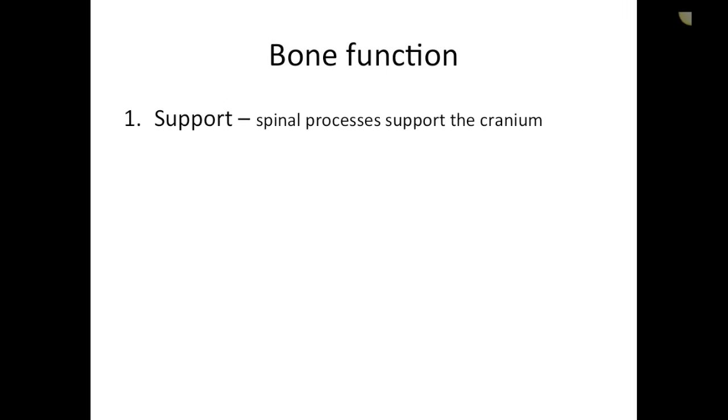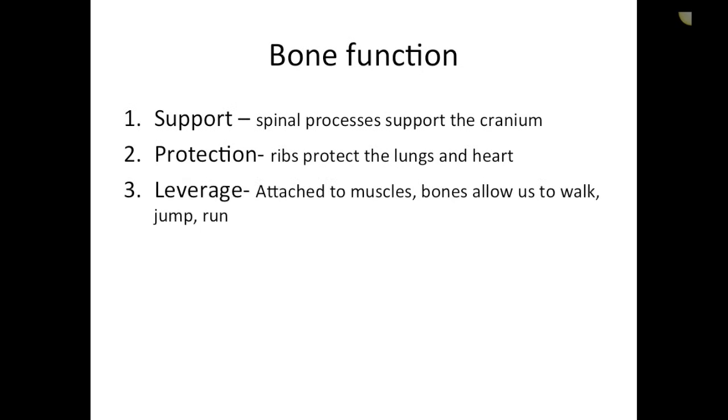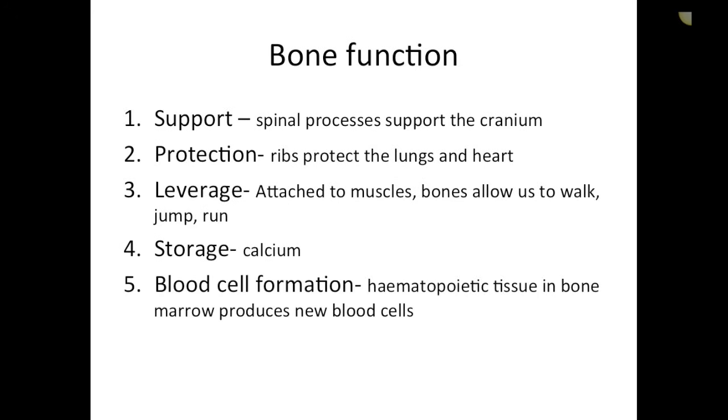Number 1, support. An example is the spinal processes support the cranium. Number 2 is protection. Ribs protect the lungs and the heart. Likewise, the spinal processes will protect the spinal cord too. Number 3, leverage. Attached to muscles, bones allow us to walk, jump, and run. Number 4, storage. We store calcium, various minerals, as well as blood. And then number 5, there's also blood cell formation. Hemopoietic tissue in the bone marrow produces new blood cells.